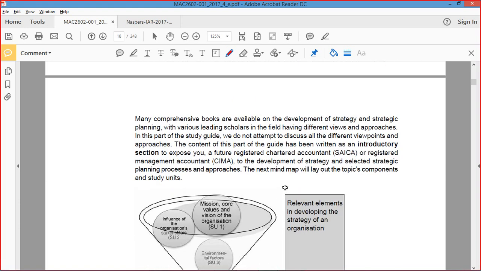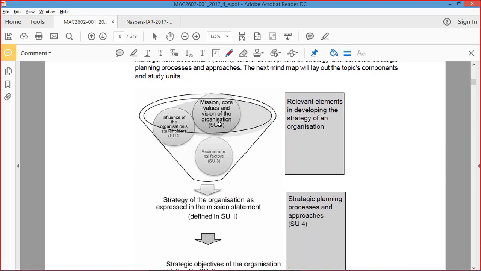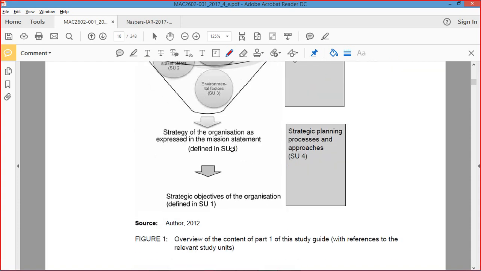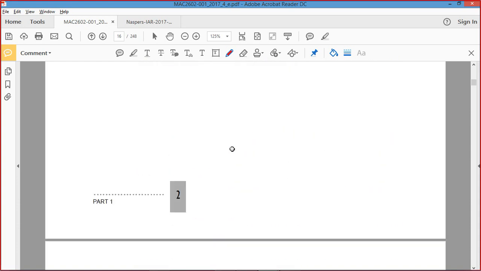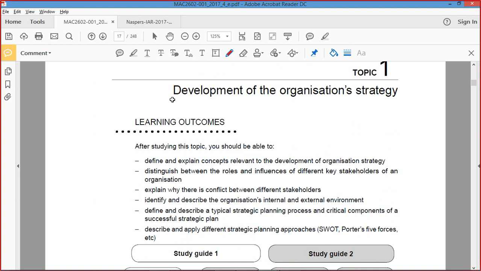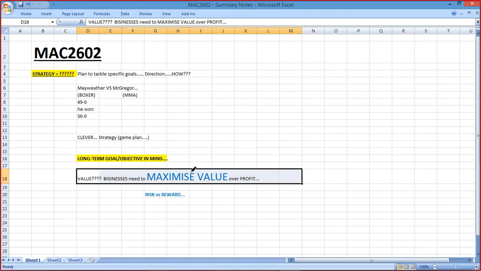So that's scope. Then they give you a little bit over here, looking at study unit 1. We'll obviously go through study units 1, 2, 3, and 4. And the first bit is looking at the development of the organization's strategy. So what are we focusing on here? What do you think?